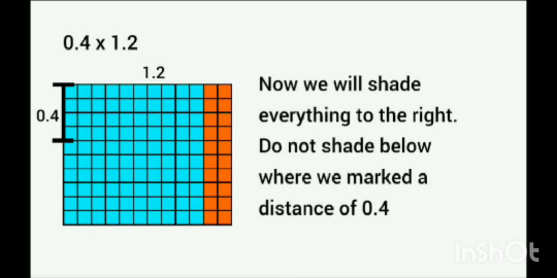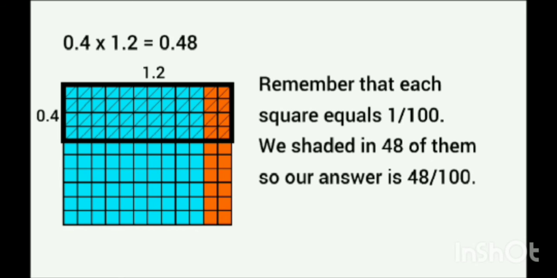Okay, so if we were to count everything inside the border that we just defined there, we would have 48 squares, and each square is 1/100th, and 48 groups of 1/100th is 48 hundredths, which can be expressed as 0.48.